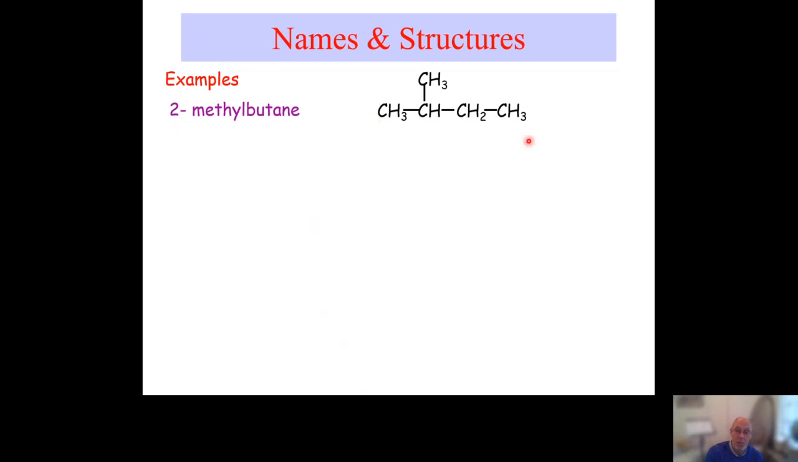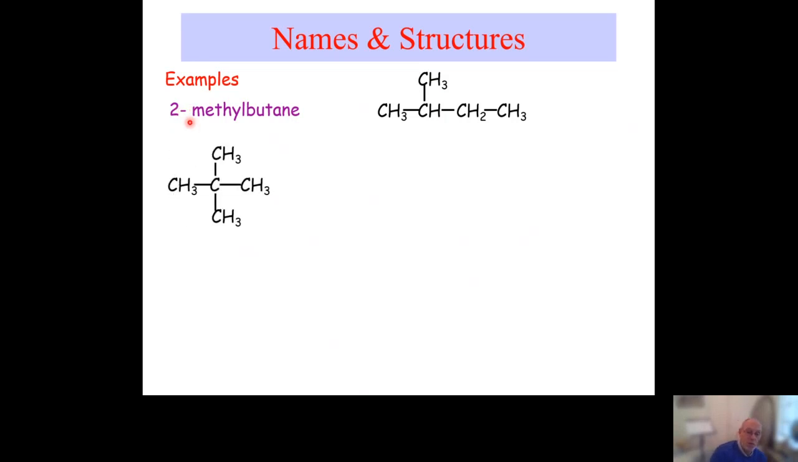But that's what that rule says. You must always start numbering from the end that is closest to the branch, so that the branch is going to have the smallest number possible. So if you'd numbered this 1, 2, 3, you'd be incorrect. It must be 1, 2, 2-methylbutane. Then you write the whole word as one word with a hyphen separating the number from the letter.